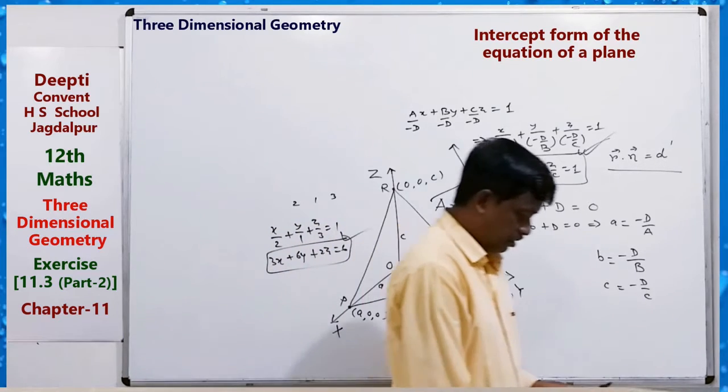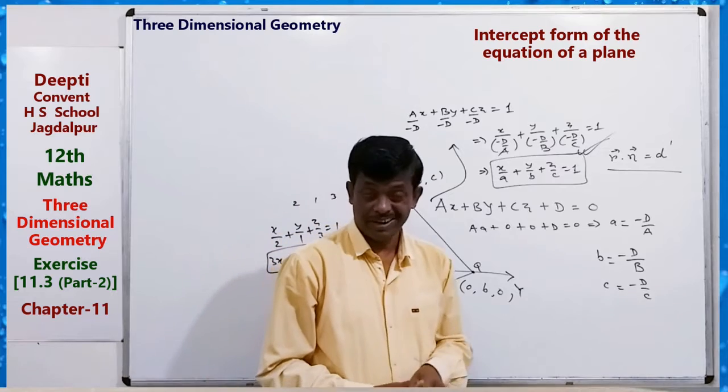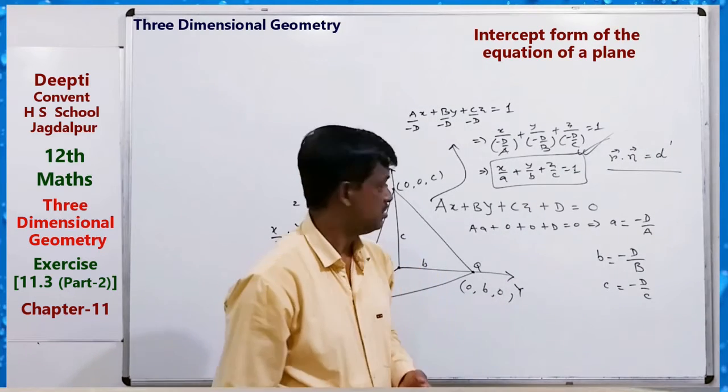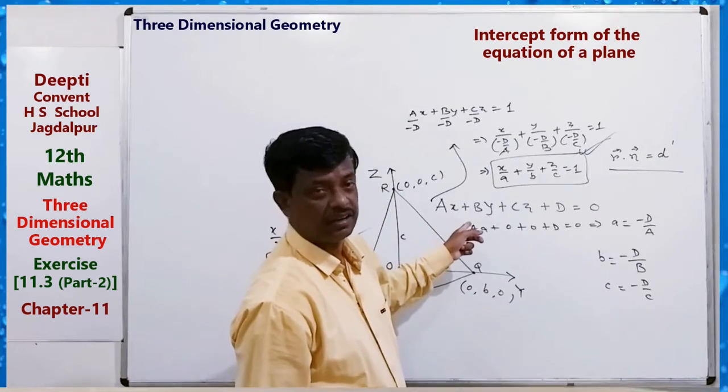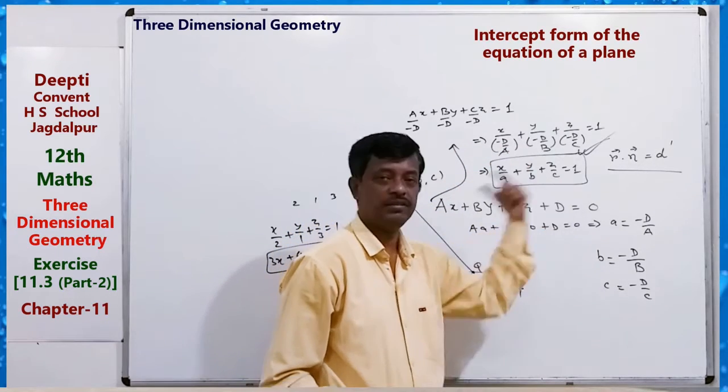So remember this. Now, for getting the intercepts, we can write the equation in this form, and then we can find a, b, c.